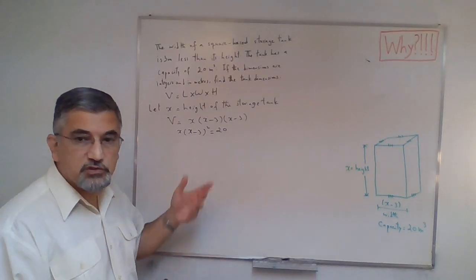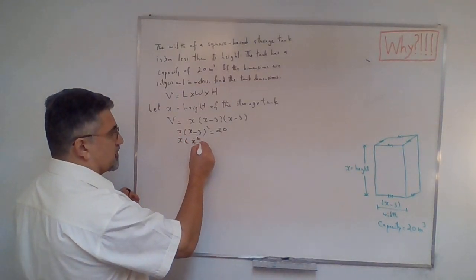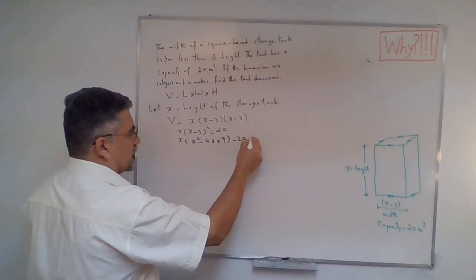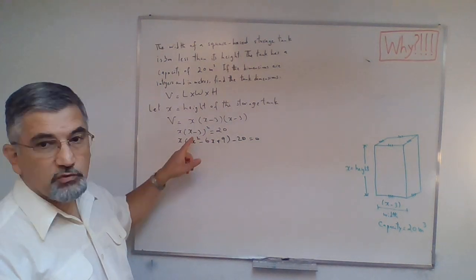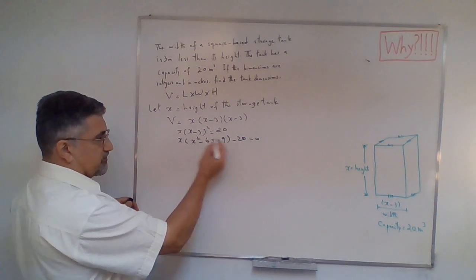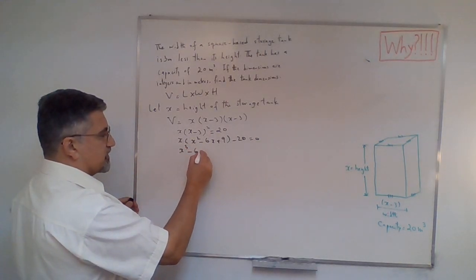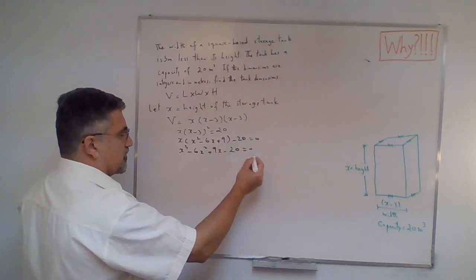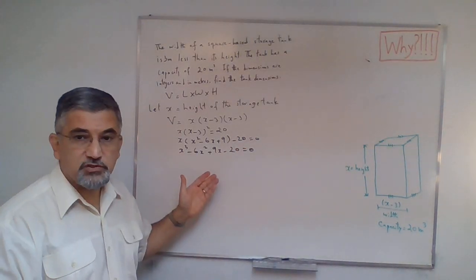So I'm going to try to simplify it a little bit. Okay, so I get x times x squared minus 6x plus 9, minus 20 equals 0. I expanded the binomial squared. Okay, and then I'm going to multiply x by this quadratic trinomial: x cubed minus 6x squared plus 9x minus 20 equals 0, and I ended up with a cubic equation.